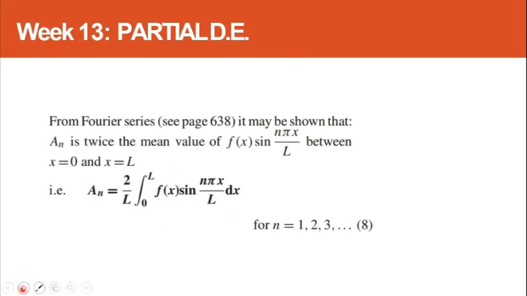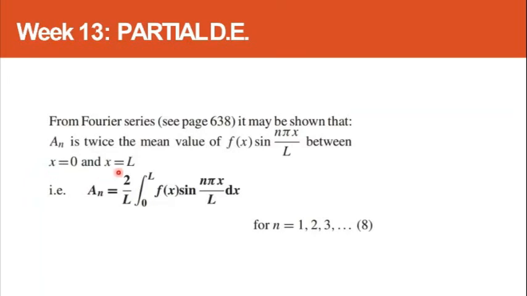So, let's recall the Fourier series. Our Fourier series has cosine, and we have a periodic function. As a recall, you can also look at it in the book you are using, on page 638. For this, a sub n is twice the mean value of f of x sine n pi x over L, between x equals 0 and x equals L.